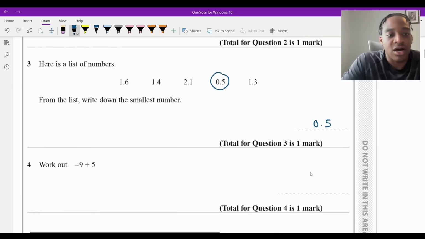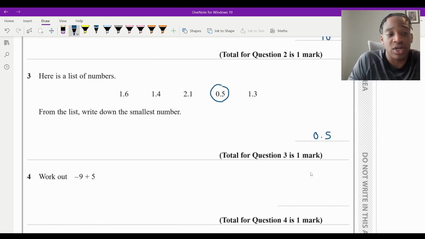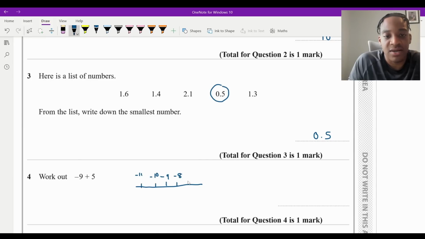Okay, and for question four, we need to work out -9 plus 5. Now, -9 plus 5, just imagine you're on a number line. Let's say -9 is here. Let's say this is -10. Let's say this is -11. Let's say this is -8, -7, and -6, and so on.